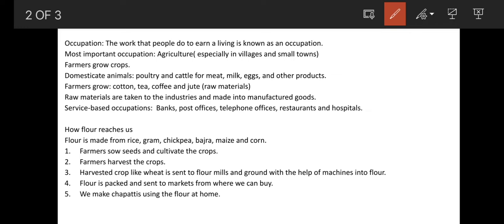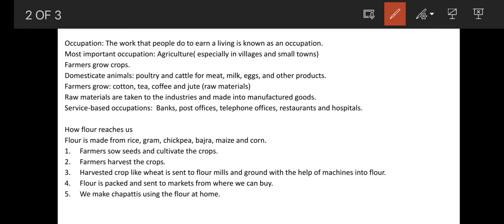Some of the crops which farmers grow as the raw materials are cotton, tea, coffee and jute. These crops are called raw materials. What do you mean by raw materials? Raw materials means the crops which we get directly from the farmers, which we buy directly from the field. Those crops are known as raw materials.